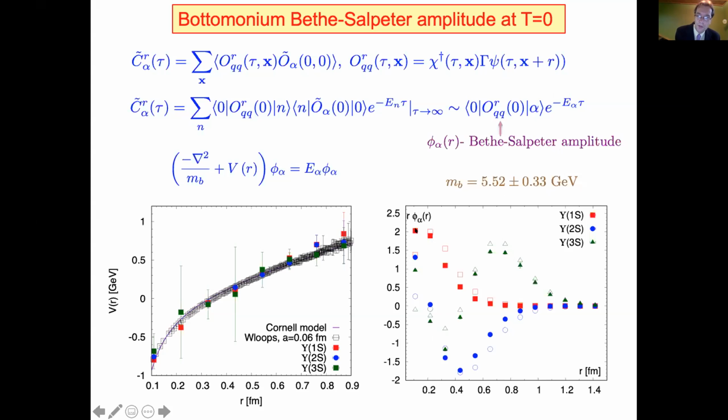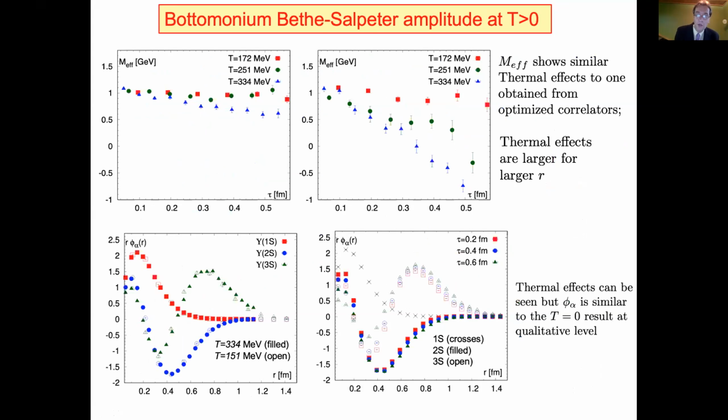So the open symbols are the potential model calculations, the filled symbols are the lattice results, and you see, well, there is no perfect agreement, but certainly you get pretty close to the description of the lattice data. So in other words, this potential model can be justified by directly calculating the Bethe-Salpeter amplitude at 0 temperature, and the potential model seems to capture reasonably well the corresponding wave functions.